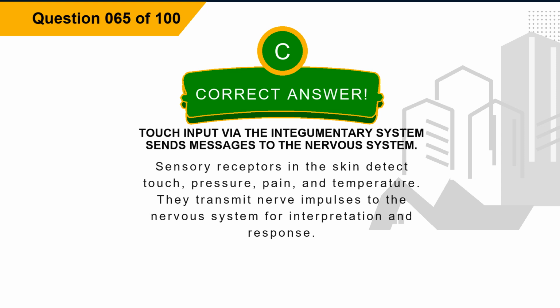The correct answer is option C, touch input via the integumentary system sends messages to the nervous system. Explanation. Sensory receptors in the skin detect touch, pressure, pain, and temperature. They transmit nerve impulses to the nervous system for interpretation and response.